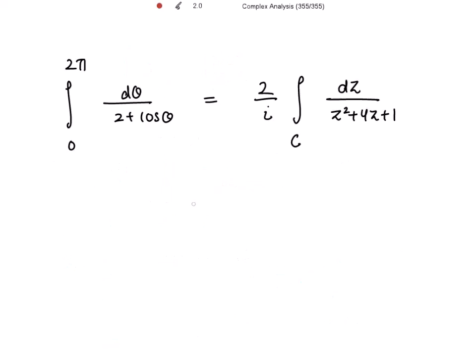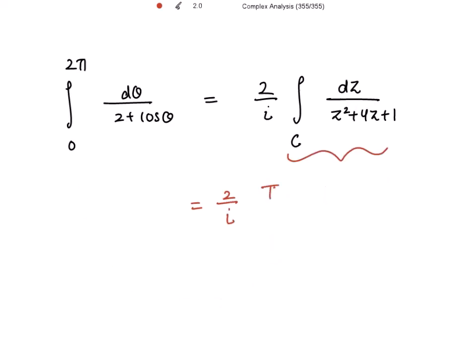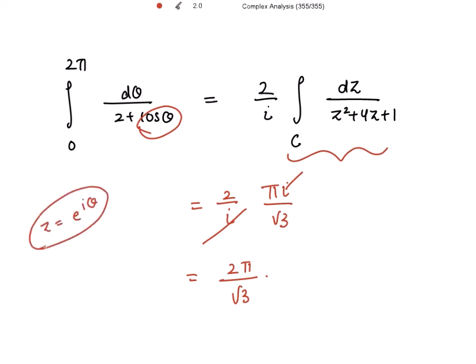So solving this further, this is 2 divided by iota. Okay, what is the value for this integral? We have calculated this to be pi iota by root 3. So this is pi iota by root 3. So this iota is cancelled out with this and we get the final answer to be 2 pi divided by root 3. So this is how we solve these kinds of integrals involving cosine or sine functions, where we need to first take z equal to e to the power iota theta and then continue further.